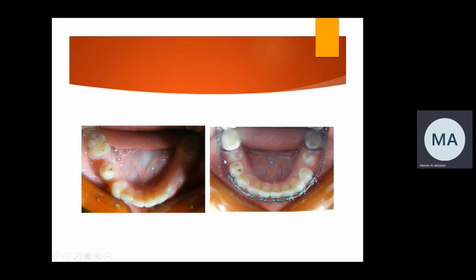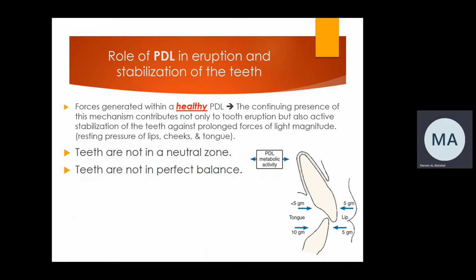And this is due to, as we said, the forces generated within the periodontal ligaments. This is one of the theories that would explain the eruption of teeth. We applied no forces on these teeth, they erupt spontaneously. Right, so we're talking about the healthy periodontium.